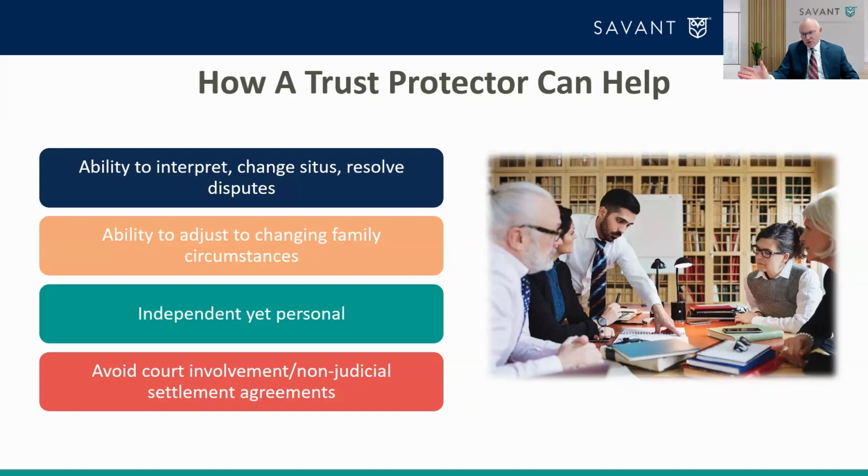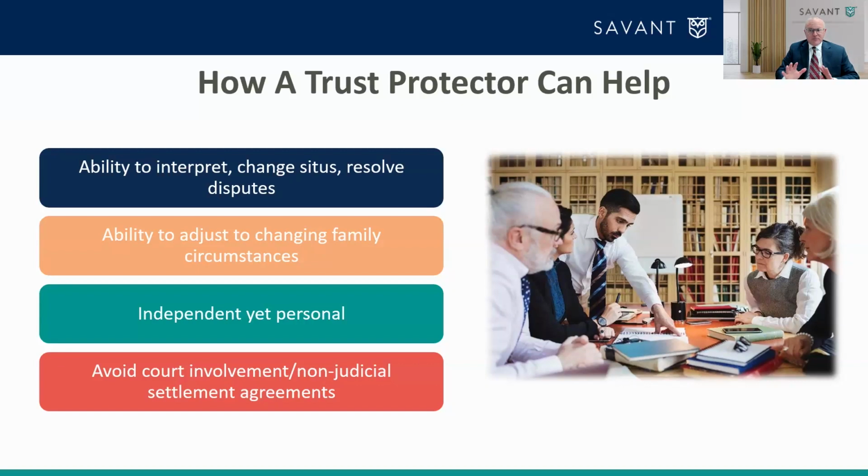You don't need to go to court. You don't need to use decanting. You don't need to do a non-judicial settlement agreement. You can get where you need to go in a much easier fashion. So trust protectors are just a great tool to do that. If you're going to amend your estate plan from an optimization standpoint, again, I would give a lot of thought to implementing some trust protector provisions.